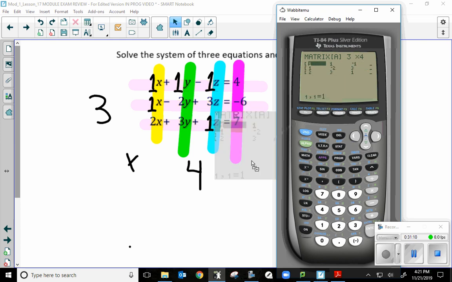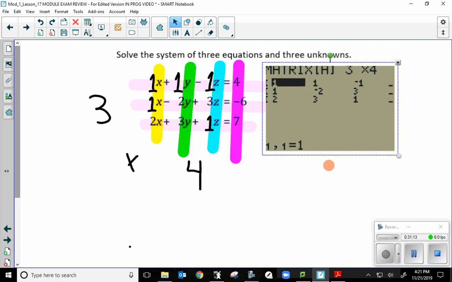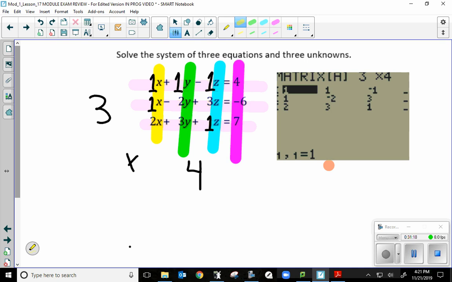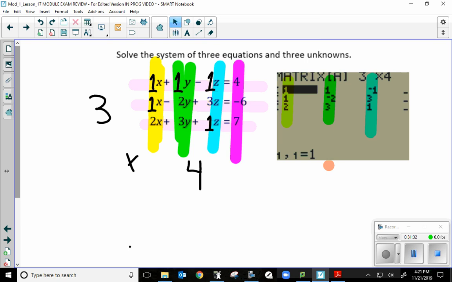So let's go here. What do I have here in my matrix? Okay, see all my x's? 1, 1, 2, 1, 1, 2. Yellow, see all my y's? 1, negative 2, 3, 1, negative 2, 3. All right? See all my blues? Negative 1, 3, positive 1, bam. And then off to the right, what you can't see, I'd have to scroll over, I have my 4, my negative 6, and my 7. So that's all we've done. That's why they've got to line up that way, so they line up nice in the calculator.